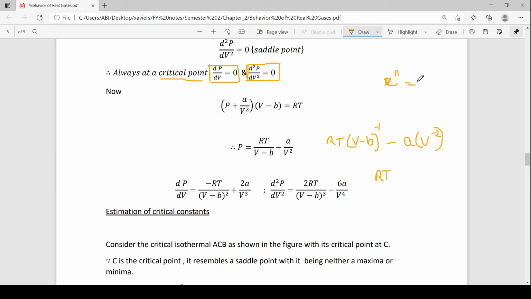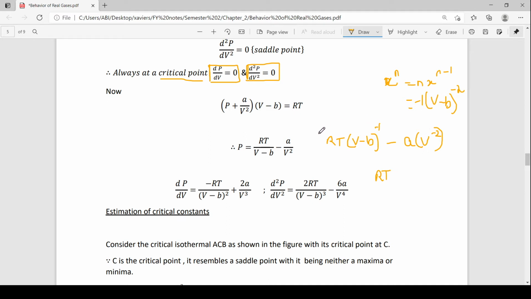Derivative of x raised to n is given as n into x raised to n minus 1, right? So here what is my n? Here my n is minus 1, correct? What is my x? My x is my entire bracket, so V minus b. Minus 1 minus 1 will give you how much? Minus 2, correct? So that's how I get minus RT.